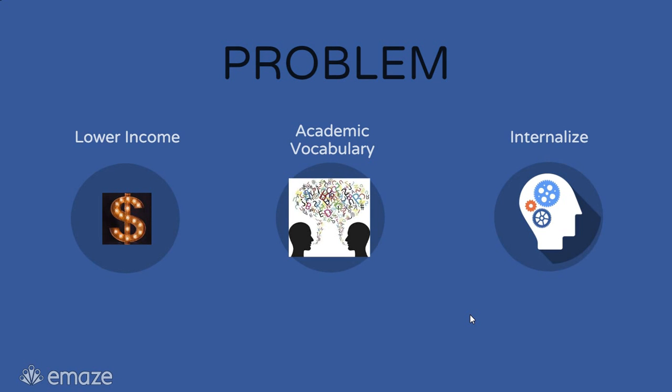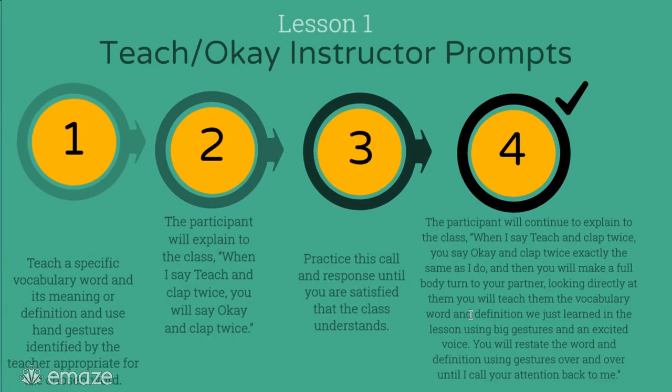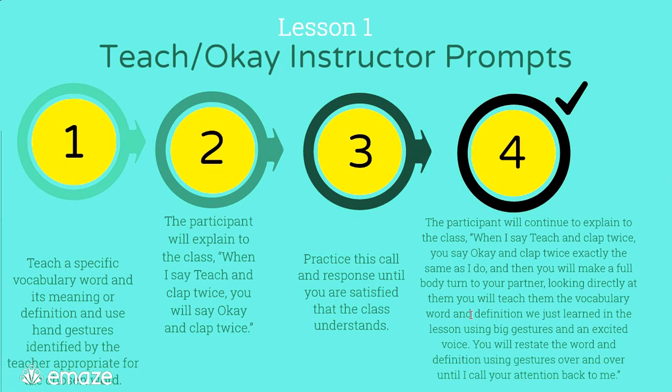In Lesson 1, you were taught the steps or prompts given to students when teaching them how to participate in the Teach OK strategy. Let's review the instructional prompts that a teacher will use when instructing the class on how to do Teach OK. Step 1. Teach a specific vocabulary word and its meaning or definition, and use hand gestures identified by the teacher appropriate for the chosen word.